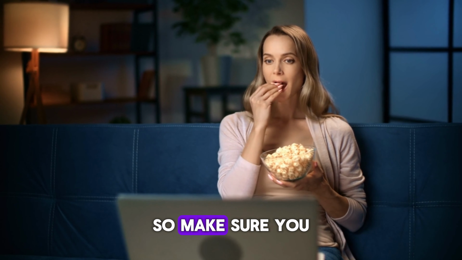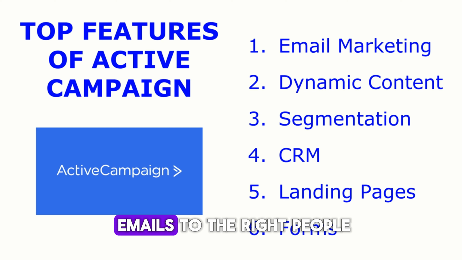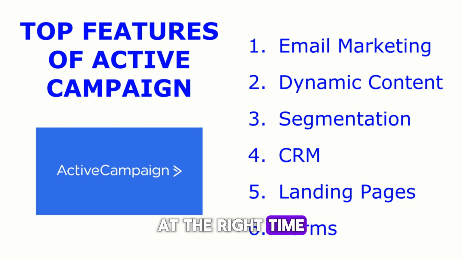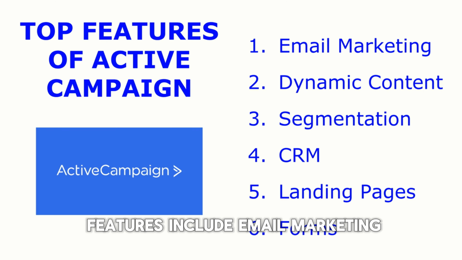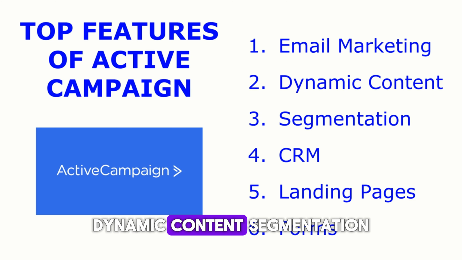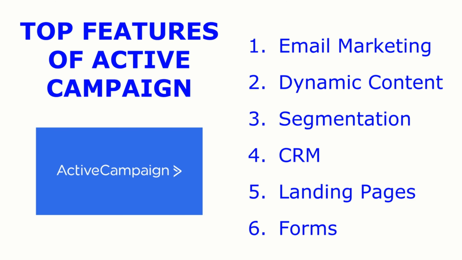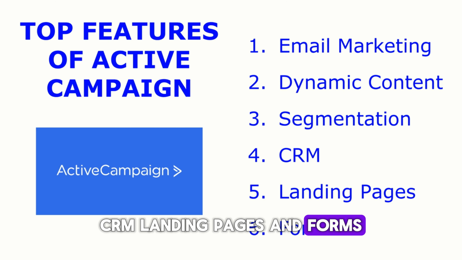Number 1. ActiveCampaign. ActiveCampaign helps you send the right emails to the right people at the right time. Some of the top features include email marketing, dynamic content, segmentation, CRM, landing pages and forms.